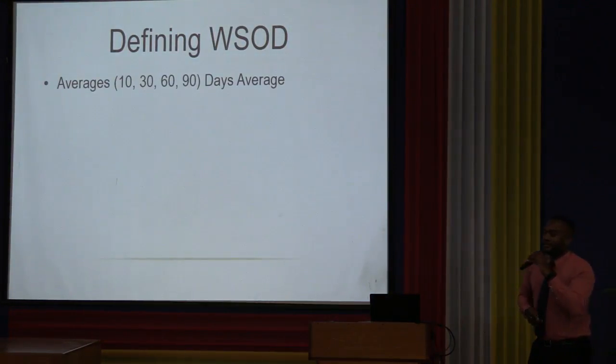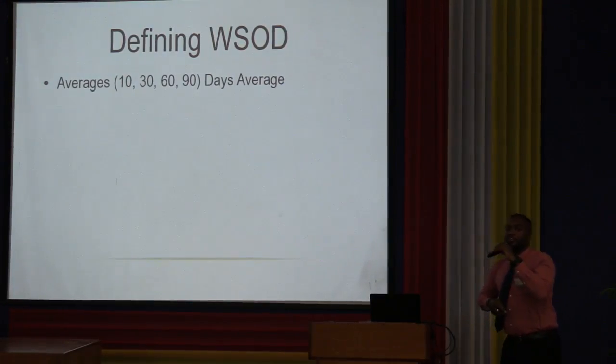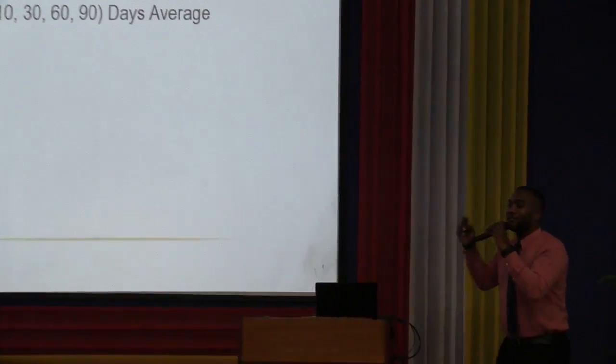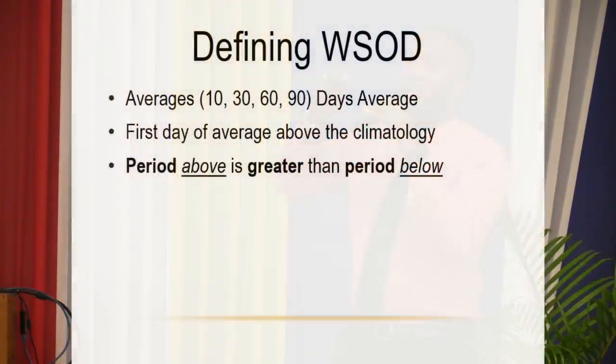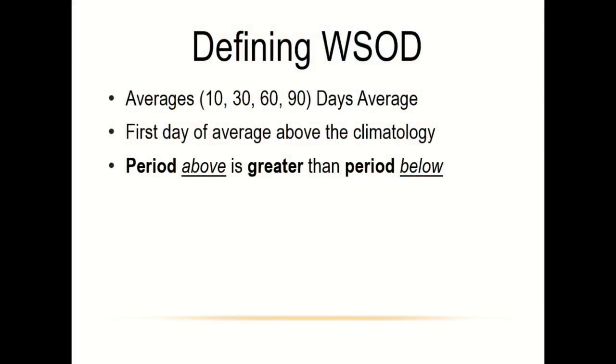Defining the wet season onset date. Now, Jamaican or Caribbean rainfall is erratic. So one day you can have zero, next day you have 200, next day you have five. So in order for you to get a good understanding or appreciation for a pattern, we have to do averages, with a 10, 30, 60, 90 day average. But that couldn't just be it. So then we looked at the first day this average rose above the climatology. That would be the start. But again, we couldn't just stop there. We looked at when this period was not followed by a period that was below the climatology, was greater than the previous period.